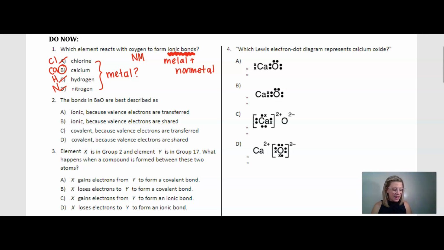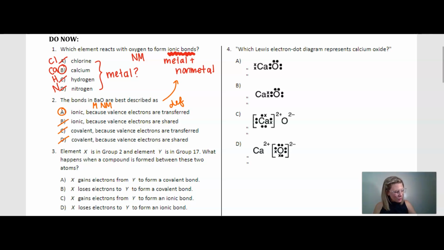Question number 2 asks, the bonds in BaO are best described as. So we're looking here at the bonds between Ba and O. Note that Ba is a metal and O is a nonmetal. Okay, and we are trying to classify these. Now, again, as mentioned previously, an ionic bond is formed between a metal and a nonmetal. So our bond type is going to be ionic. And now looking at the remainder of the question, it says because electrons are transferred or electrons are shared. And literally by definition, this is a definition question, electrons are transferred in an ionic bond.